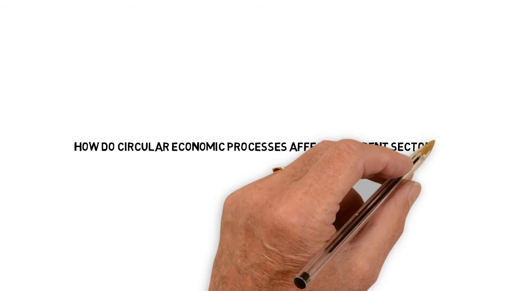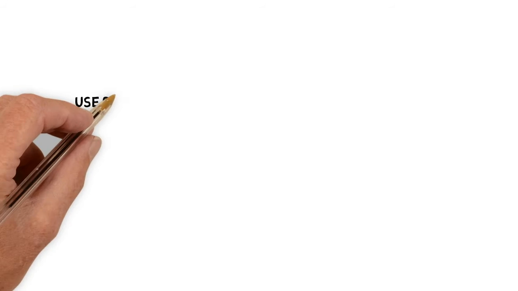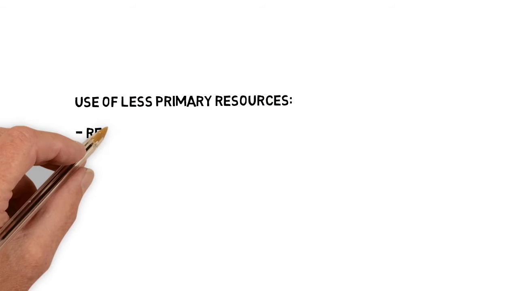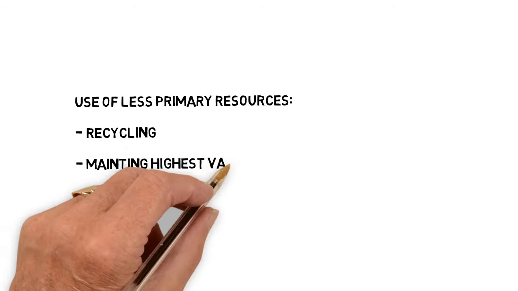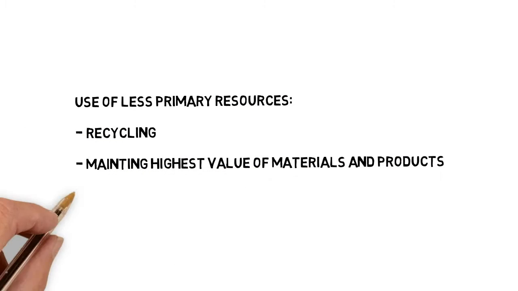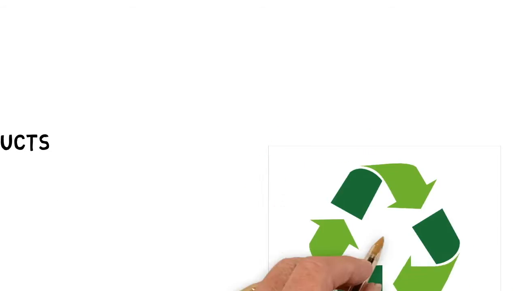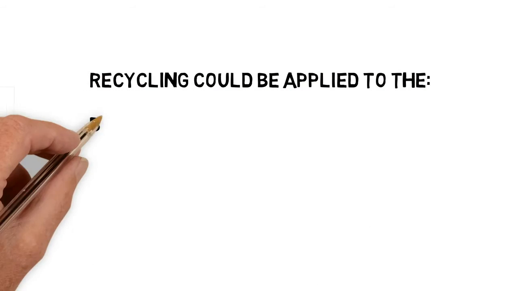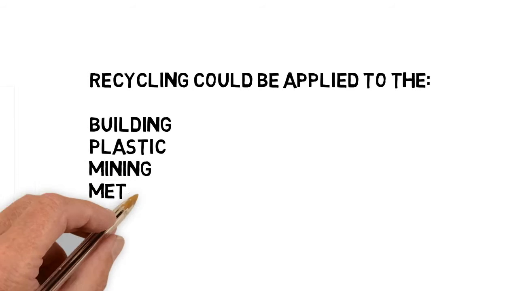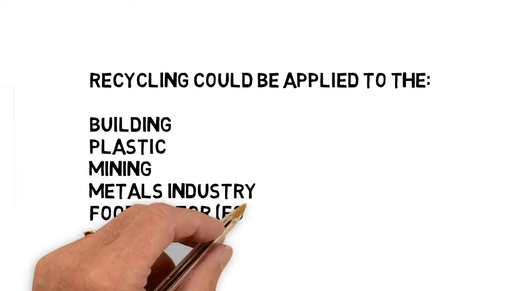This section presents a set of examples of how economic processes are applied in different sectors and what the expected effects are. First of all, the use of less primary resources can be followed through recycling, which will have an effect on the automobile, textile, or chemical sectors. Efficient use of resources or utilization of renewable energy sources could be applied to the building sector, as well as the plastic, mining, and metals industry and the food sector.